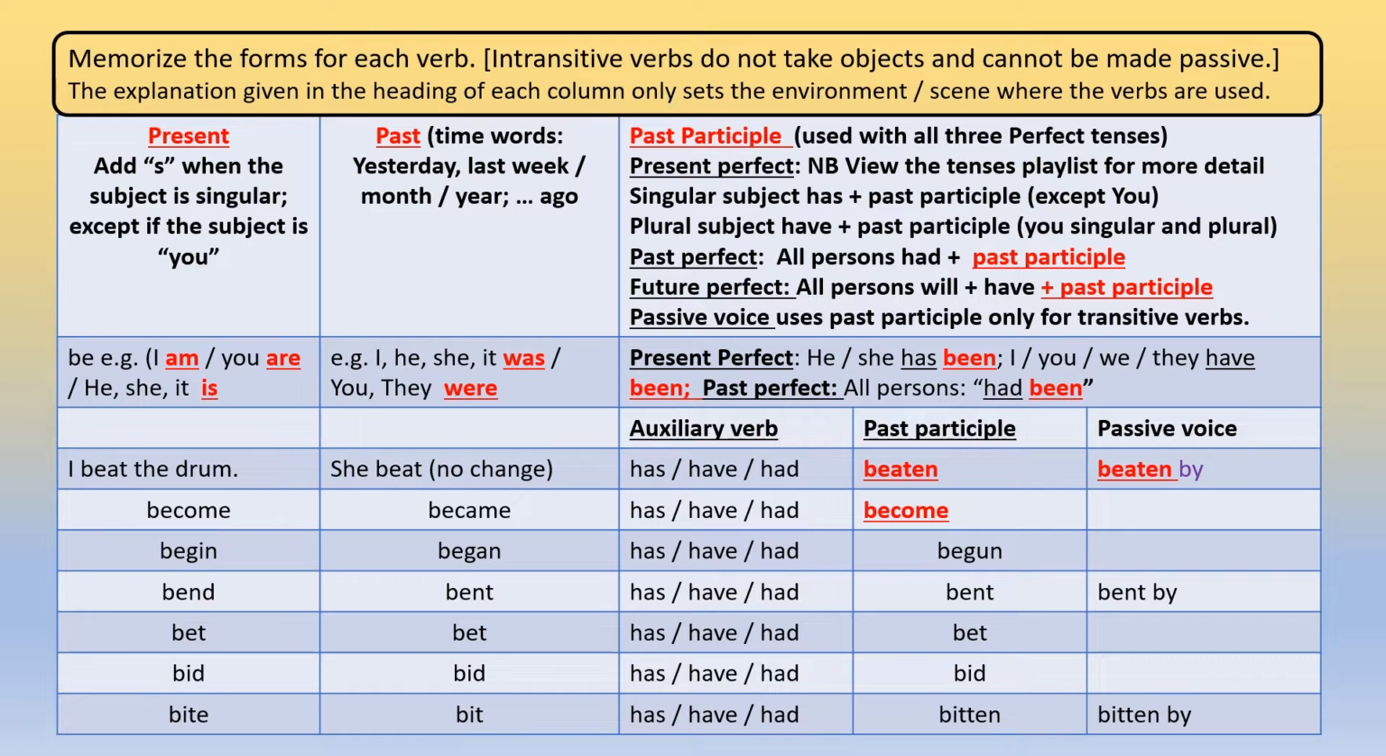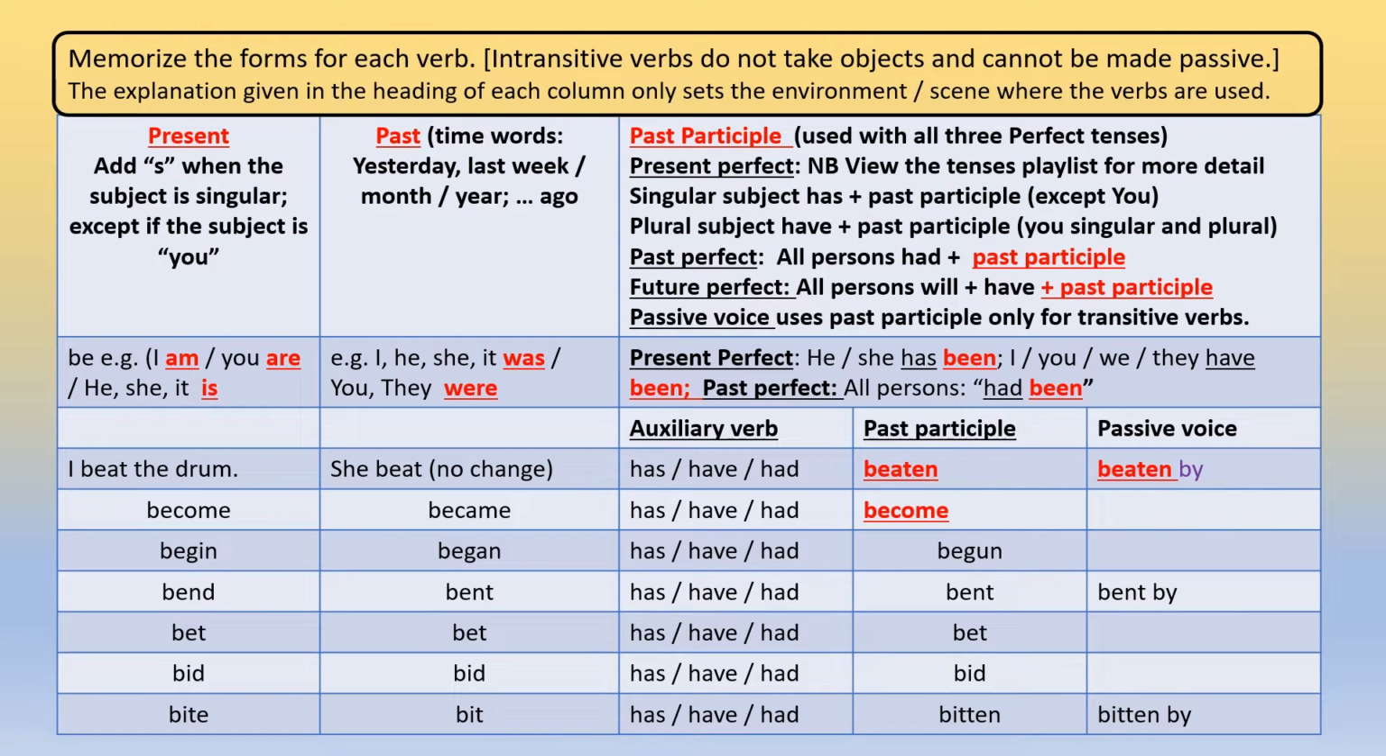First column, our first word, is the word to be. I am, you are, he, she, it is in the present tense. In the past tense: I, he, she, it was, you and they were. Present perfect tense: he or she has been, I, you, we, they have been. Past perfect: all persons had been.